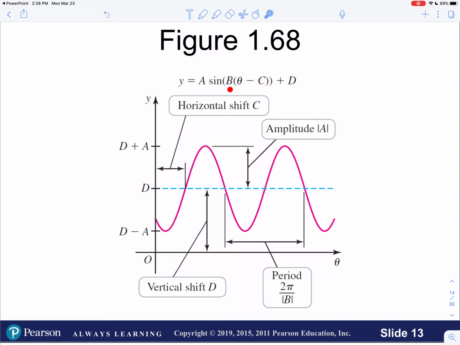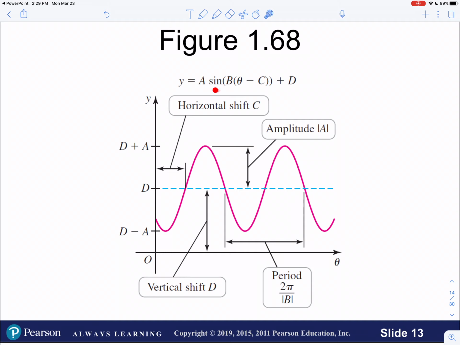This is our omega. What does this affect? It affects the period. So the period is going to be 2 pi over the absolute value of b, or omega. Instead of repeating every 360, it's going to repeat every 360 divided by the absolute value of b or omega. So that affects the period.